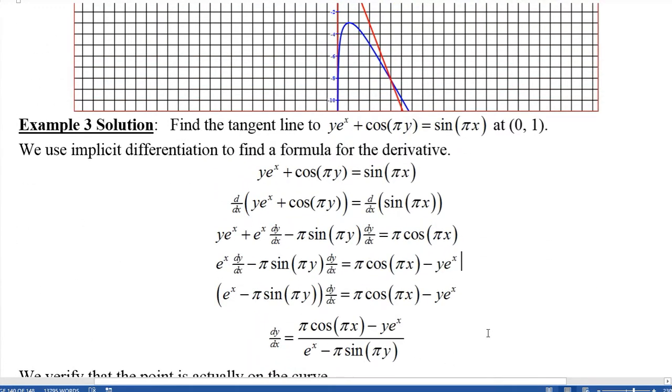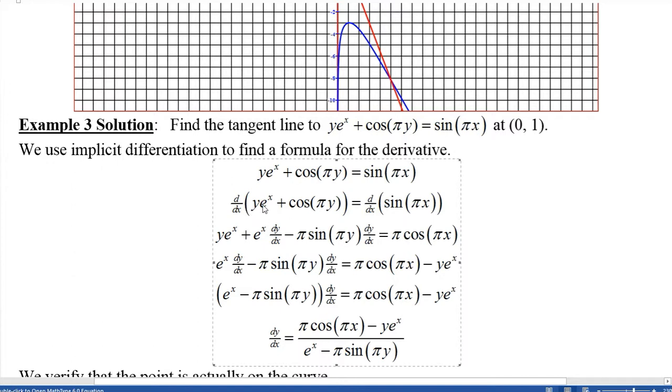Okay, so first we're just going to leave it written just like it is, and we're going to take the derivative with respect to x of both sides. Let me start on the right side. Derivative of sine of u is cosine of u, being pi x, times the derivative of u. The derivative of pi x is pi.